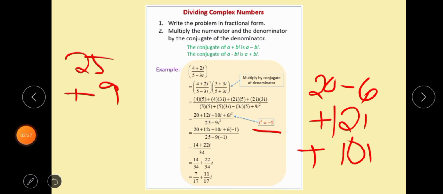Then for lowest terms, we can divide both numerator and denominator by 2. So the final answer is equal to 7 over 17 plus 11 over 17 i.